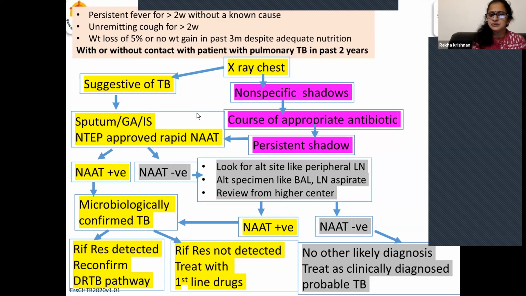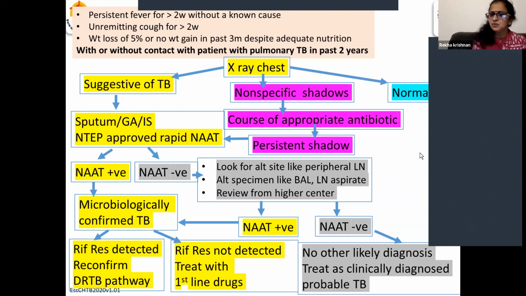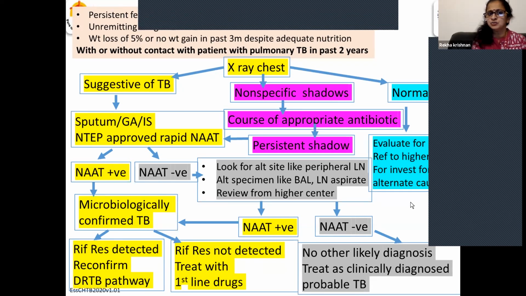And if there is a strong suspicion, even if the CBNAAT is negative, you have to send for alternates, a better quality specimen, or look for any peripheral lymph nodes and repeat the NAT, and take it as tuberculosis if it is positive. So always we try for a microbiologically diagnosed tuberculosis. And if it is normal, we have to evaluate for extrapulmonary tuberculosis.